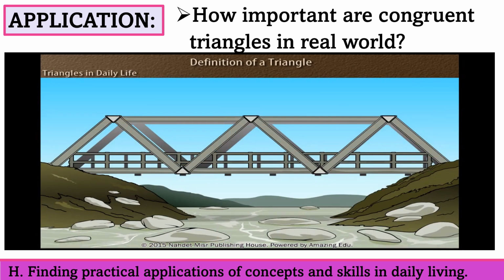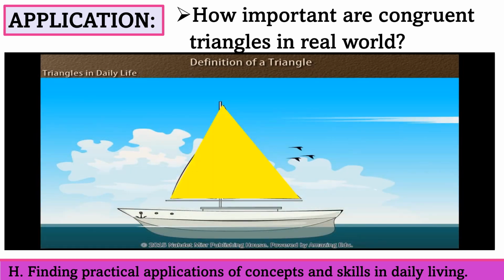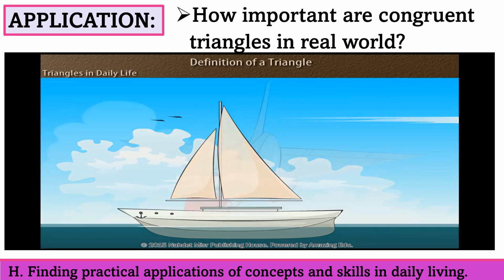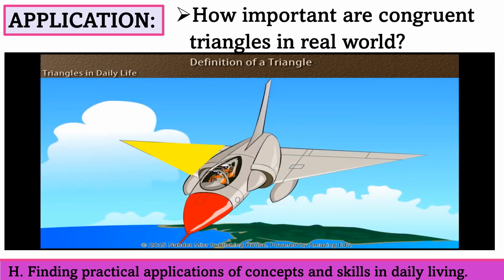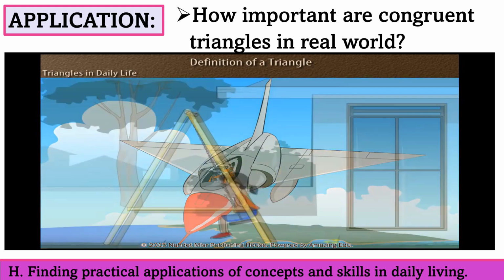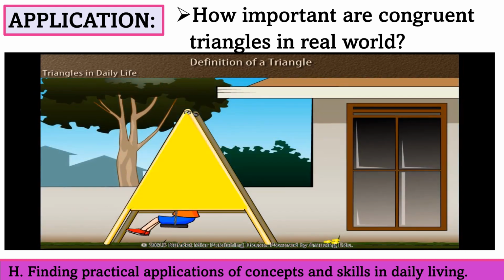So, titingnan natin sa mga bridges, congruent triangles. Kasi pag hindi congruent yan, ay malamang babagsak yung bridges or bridge. It can also be applied sa paggawa ng yung ventana ng ship or ng boat. Even sa airplanes, yung mga wings niya, dapat ay congruent din. Kasi pag hindi congruent, babagsak din yun.